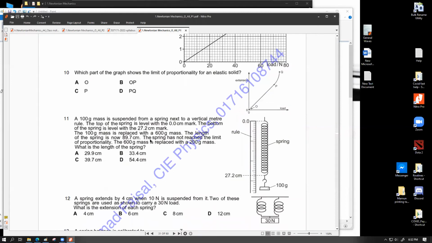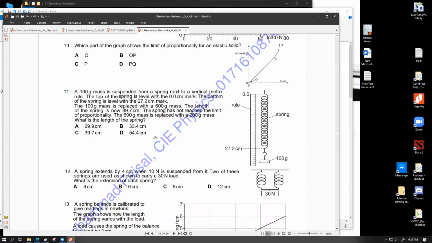Question number 11 happens to be the most interesting MCQ of this entire paper. I'll give you some time.